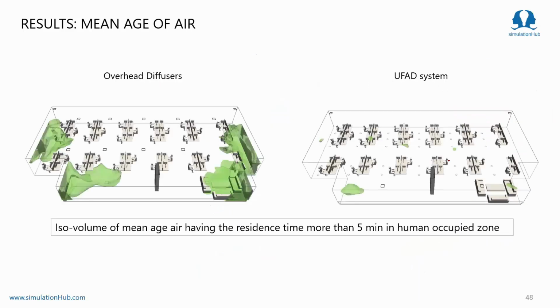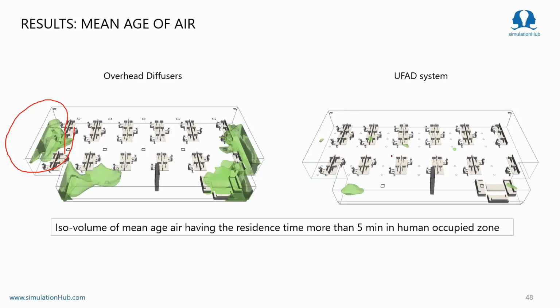Now let's analyze the regions which have a mean age of air of more than 5 minutes. In the square plaque diffuser, you can see this is the iso-volume contour. So these are the regions which have a mean residence time of 5 minutes, which emphasizes that this area has a low air change rate, or it may be a stagnant zone. As we already saw here, this is a stagnant zone. While comparing the underfloor diffusion, you won't see much iso-volume in the human occupied level.